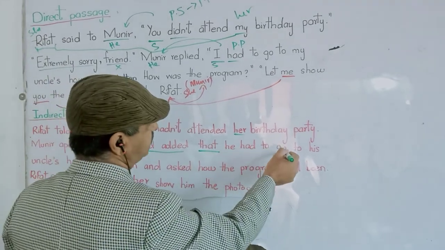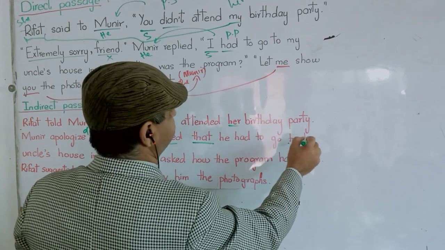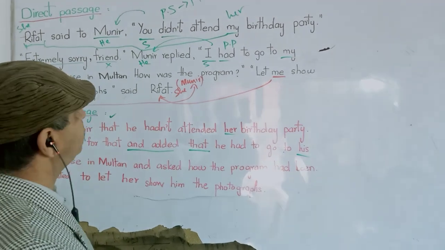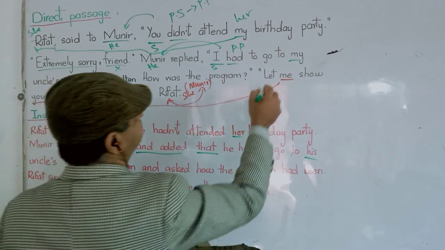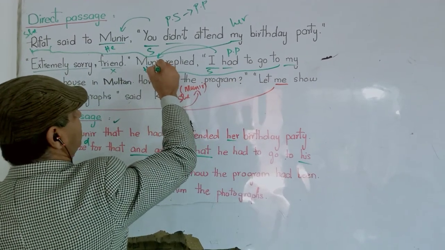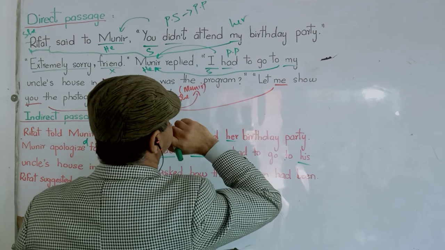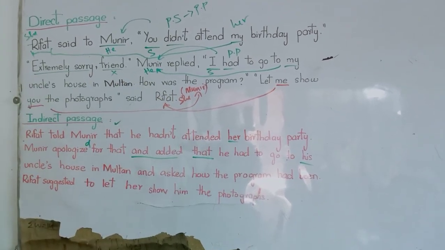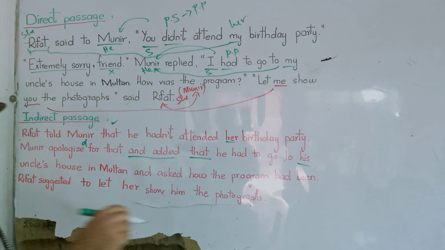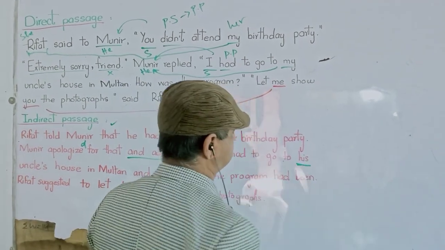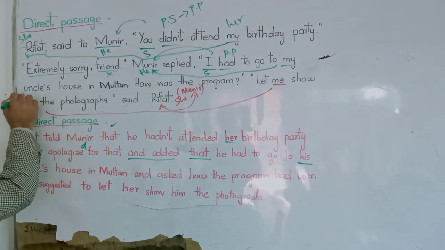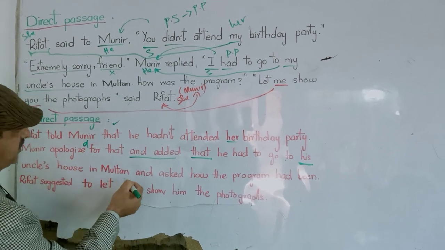That he had to go to... "my": which person pronoun is it? First person. It changes according to the subject. Which case is it? Possessive case. And what is the possessive case of he? His. That's the reason here we have put "his". He had to go to his uncle's house. Uncle's house in Multan will remain the same.